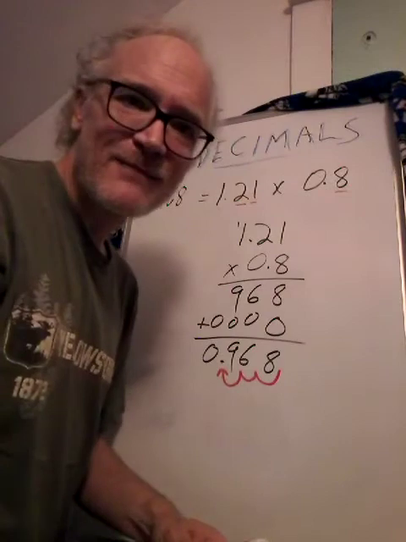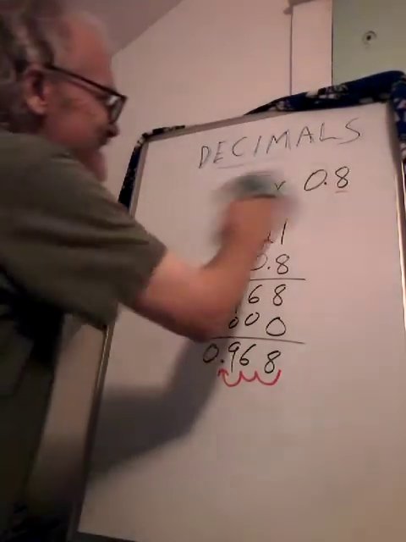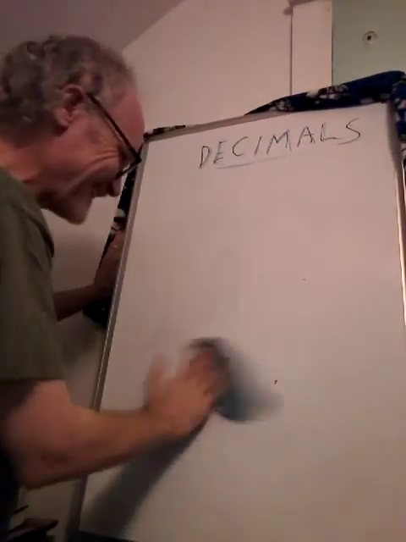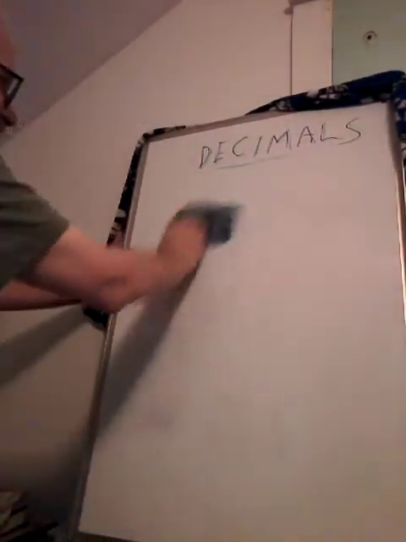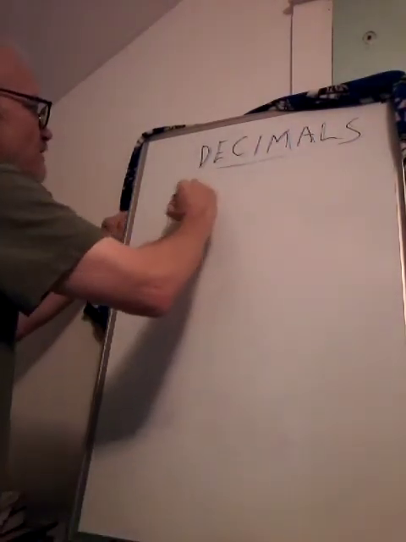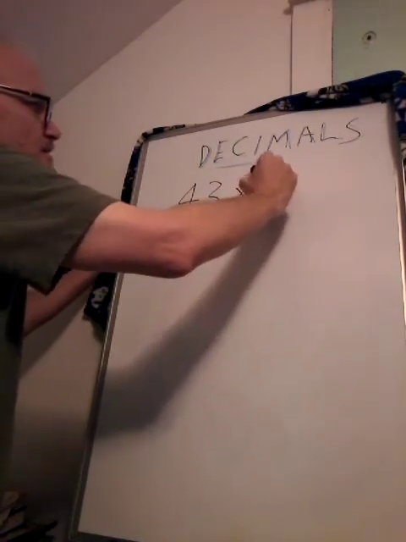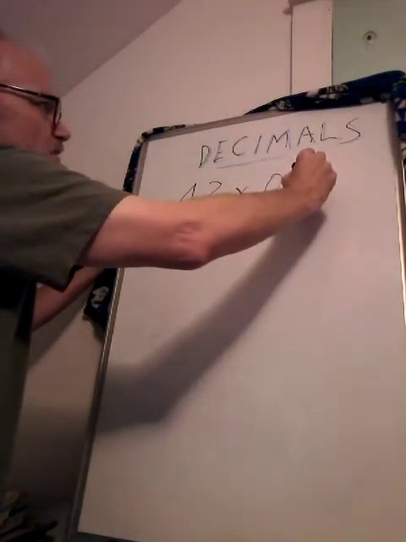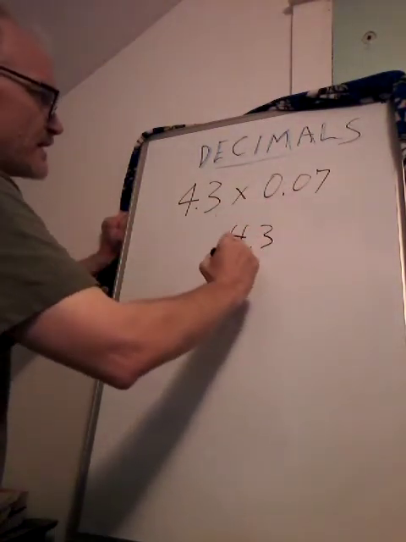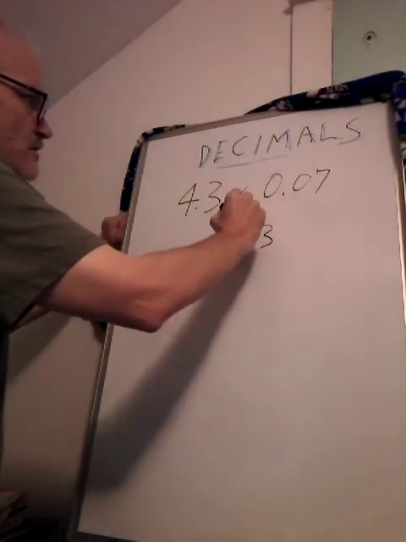Let's try another example and see if it works. This time, I've got to try to write down the right problem. Okay, here we go. Multiplying decimals. How about 4.3 times 0.07? Okay, 4.3, and then I have 0.07.